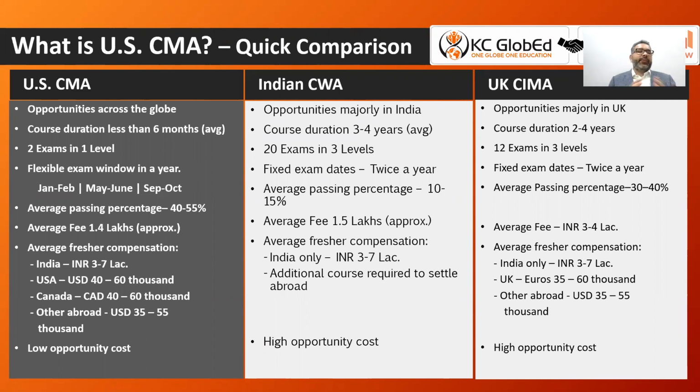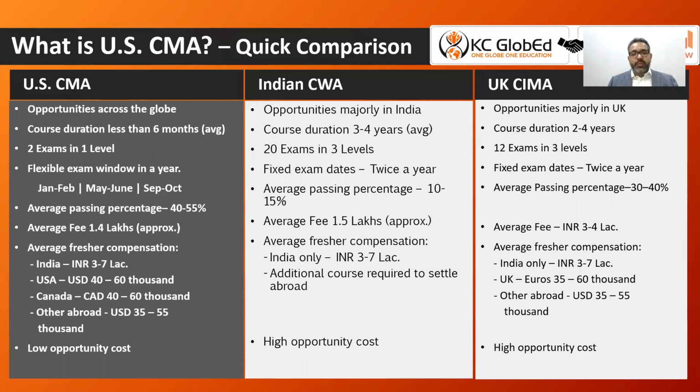Now, being an Indian, we also are concerned about the cost. It does not have huge costs involved. If you do CA, CS, ICWA, it on an average takes 1.5 to 2 lakh rupees. Right? If you do UK CIMA, it takes 3 to 4 lakh rupees. Whereas US CMA, you can be completely done in less than 1.5 lakh. It means on an average, it takes 1.4 lakh to 1.5 lakh rupees. So in terms of costing also, it completely fits into your budget.